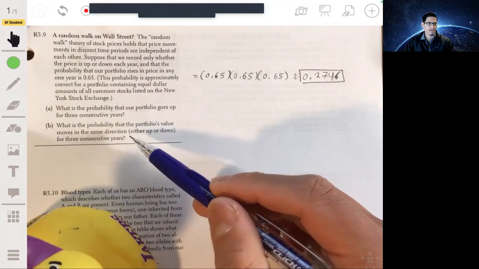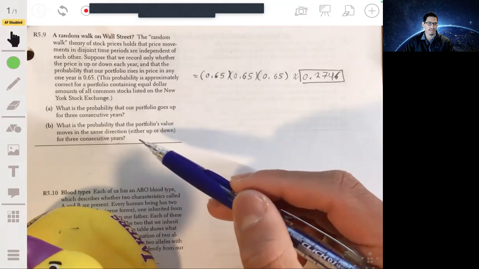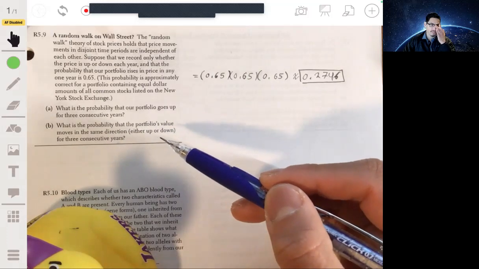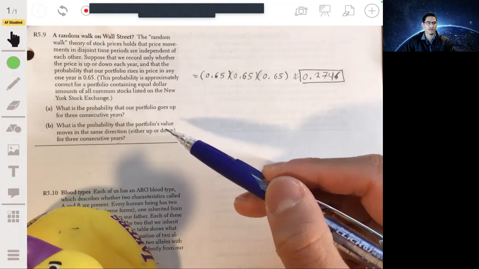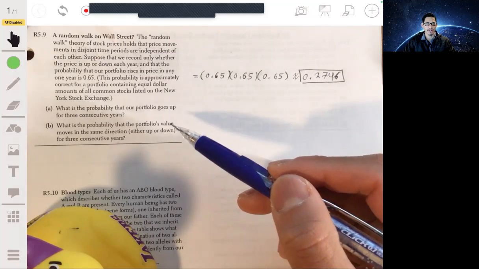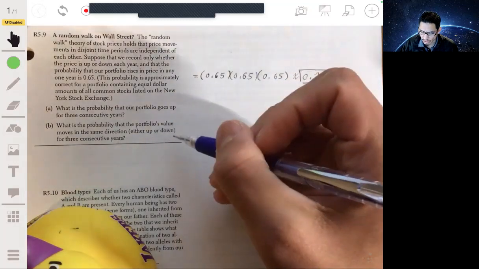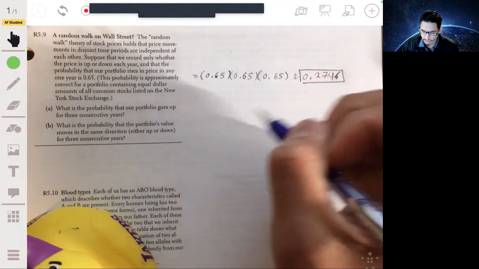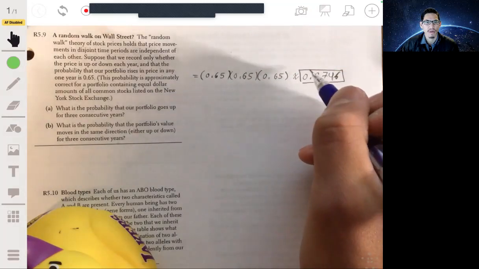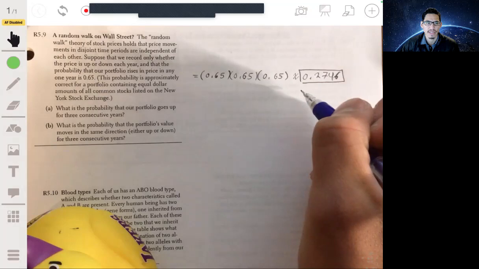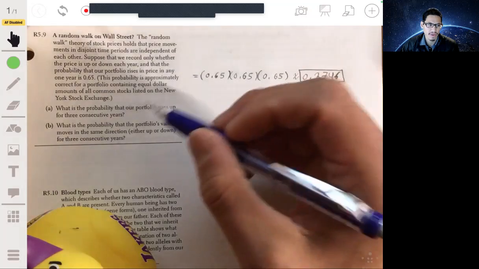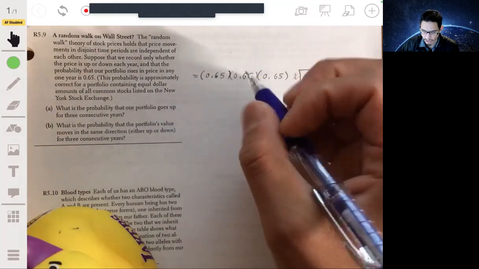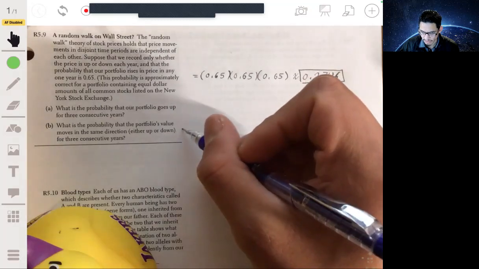And now part B, what's the probability that the portfolio's value moves in the same direction, either up or down, for 3 consecutive years? Okay, so there's only two ways that this can happen. Either it can always go up or it can always go down. So we already found the probability that it'll go up for 3 consecutive years. So now we have to find the probability that it's going to go down for 3 consecutive years.